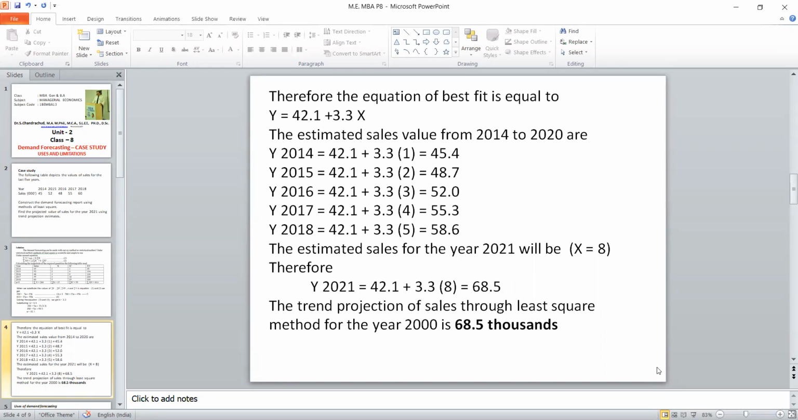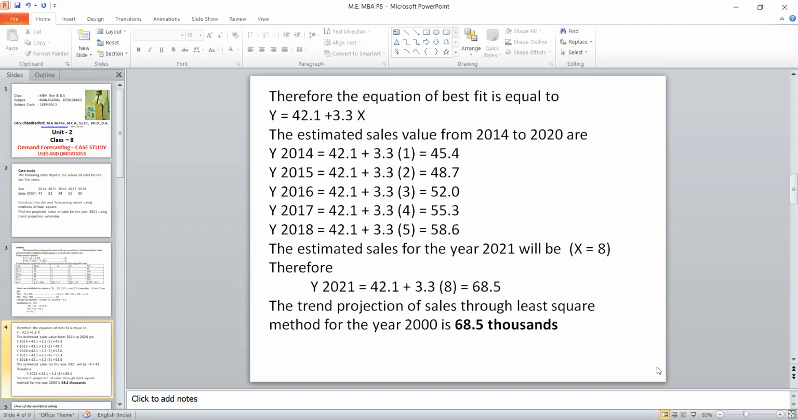How to calculate? Y equal to a plus b x. That was the regression equation. Instead of a, 42.1. Instead of b, 3.3. Substitute for each year. For year 2014, 42.1 plus 3.3 into 1, 45.4. So the actual value is 45, the estimated value is 45.4.